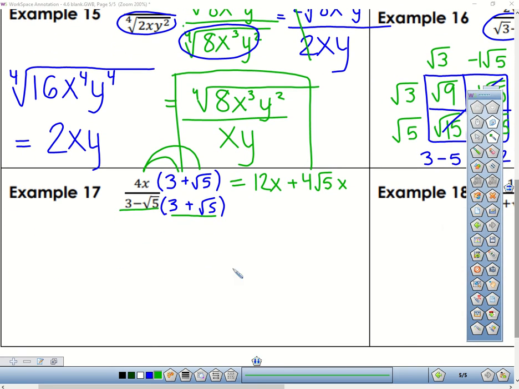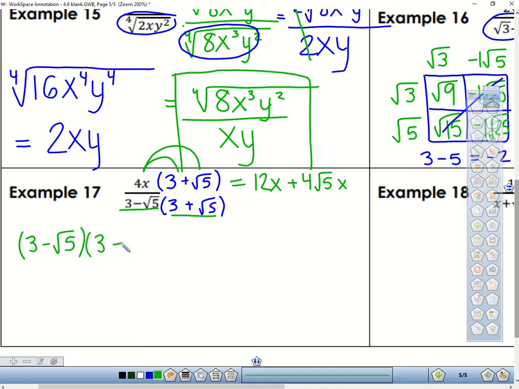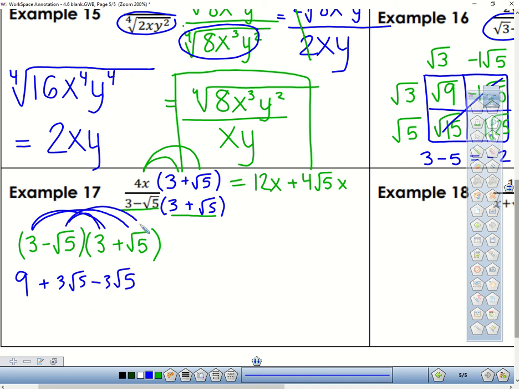So back to number 17, we're going to multiply these together. Now you can use the box method that we had been using in the previous few questions if you like. I'm just going to do it by FOIL to do something different to show you, but box method works too, your preference. First times first, so 3 times 3 is 9. 3 times radical 5 is 3 radical 5. Negative radical 5 times 3 is negative 3 radical 5. And negative radical 5 times radical 5 is negative radical 25.